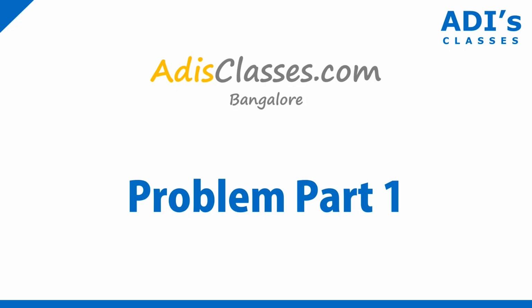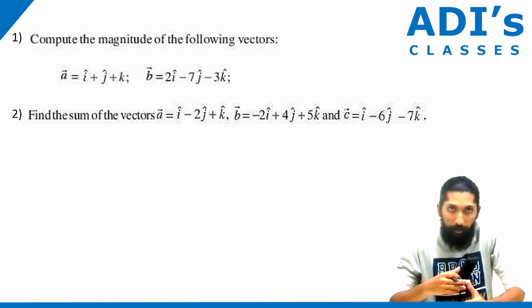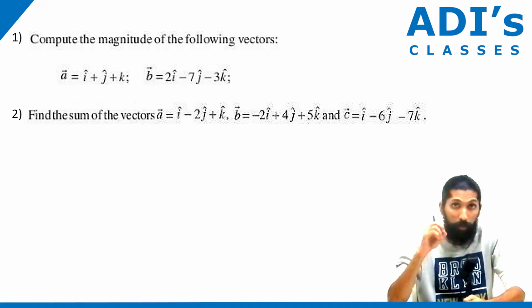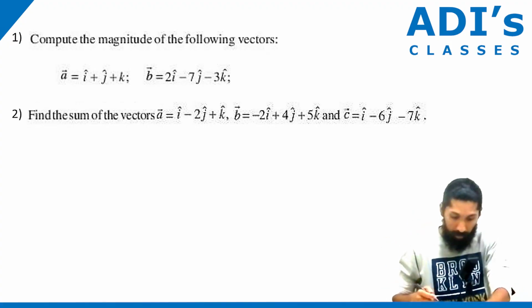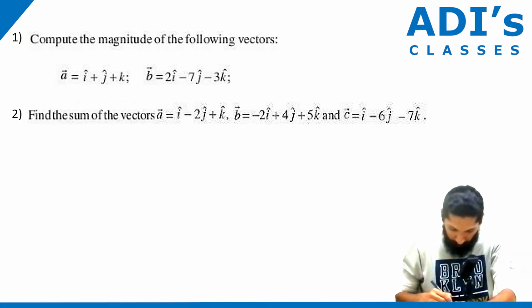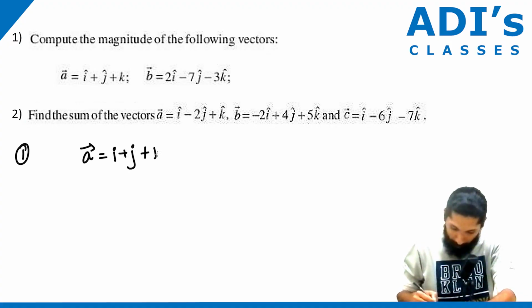Let's solve a few problems based on the concepts whatever we have learned. Look at the first one. Compute the magnitude of the following vectors. There are two of them. See, vector A is i plus j plus k, right? So what we'll do, see the first one, in that vector A is i plus j plus k.